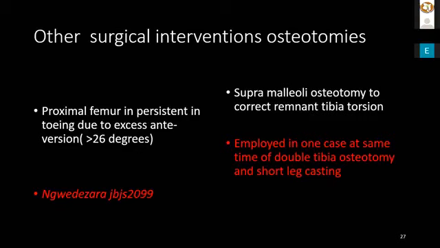Other surgical osteotomies to correct your deformities, of course, the femur. And the femur, not only the distal femur, the proximal femur, sometimes you may go for it if there is excessive anteversion, more so if it is more than 26 degrees, because that will cause persistent in-toeing of the patient. One child I have managed, I did my usual hemi-plateau elevation and then a tibia osteotomy, but the foot was still in-toeing, so I had to do a supramalleolar osteotomy and a short casting.